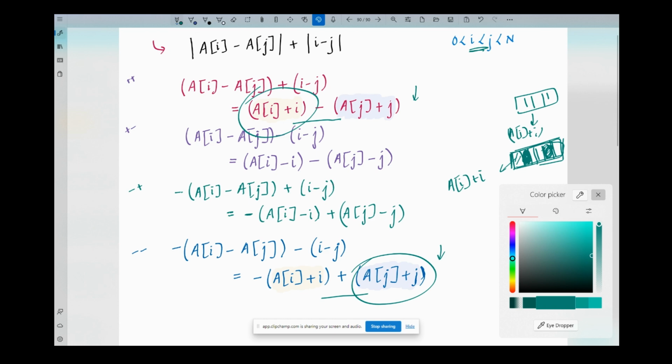In the same way, if you look at the second and third expression, they are not very different. Let me highlight them again.